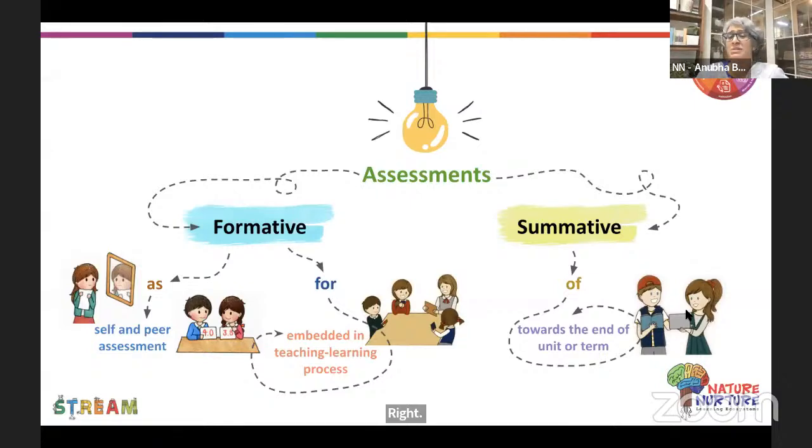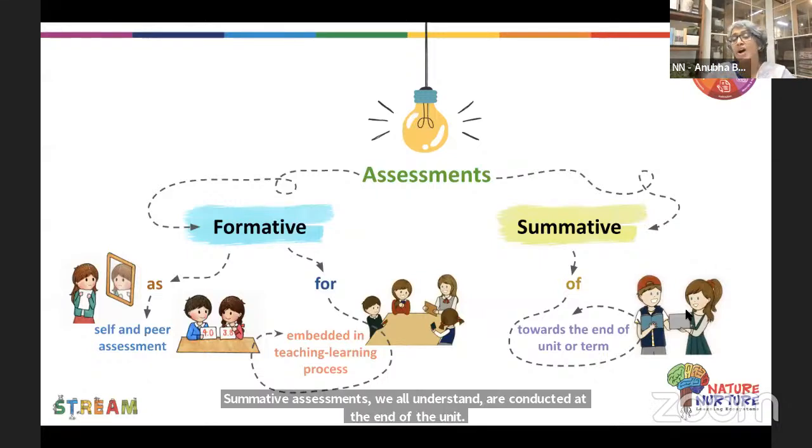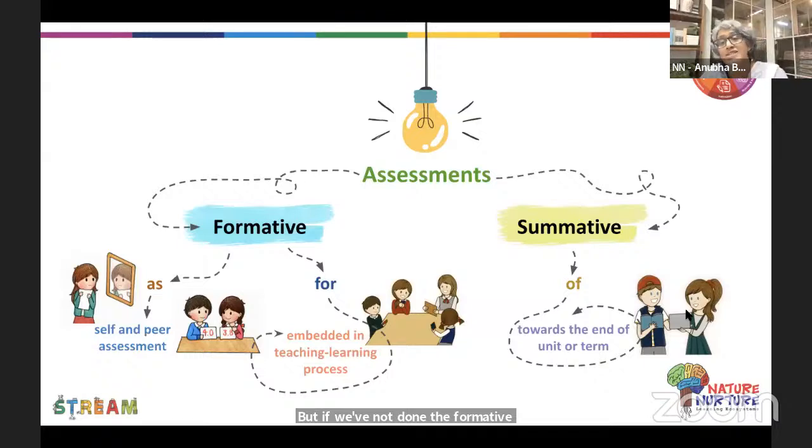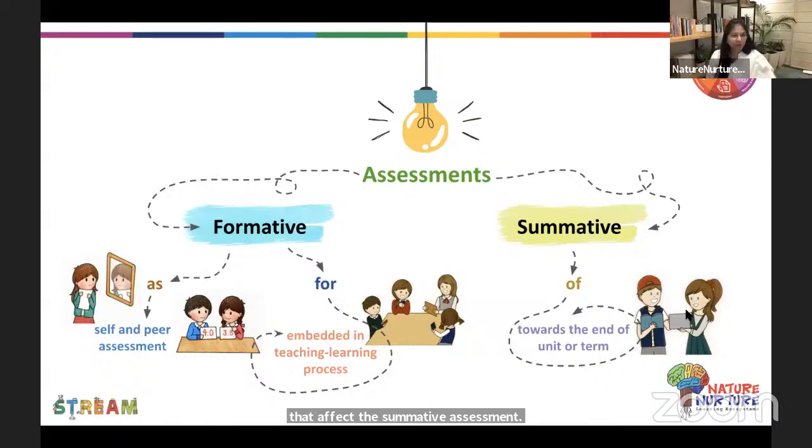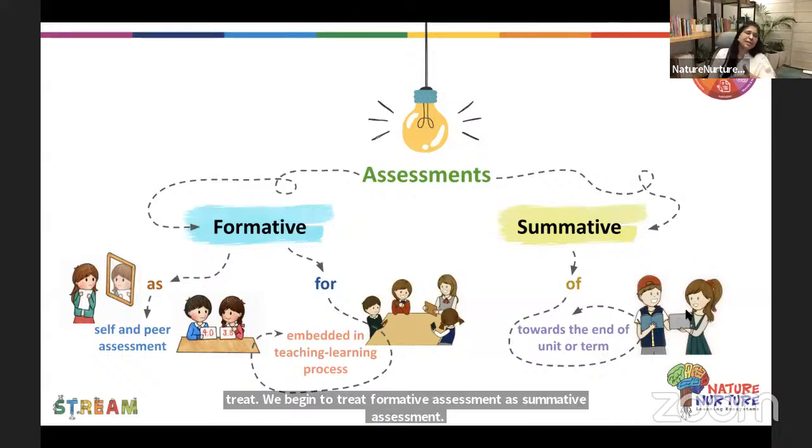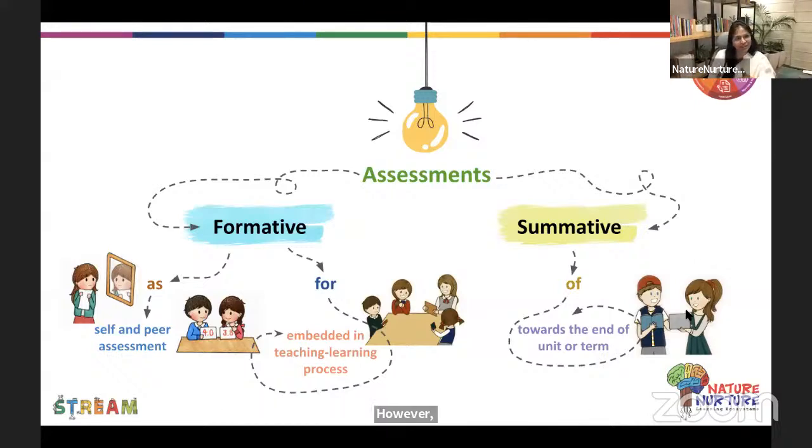Ma'am, summative assessments, we all understand, are conducted at the end of the unit. But if we've not done the formative assessments, how may that affect the summative assessment? I have a question, Anubha. When we do not understand assessment well, what we do is make formative assessment into summative assessment. So we begin to treat formative assessment as summative assessment. However, we need to treat summative assessment as formative assessment in foundation years, right?